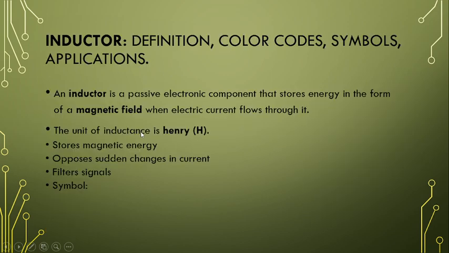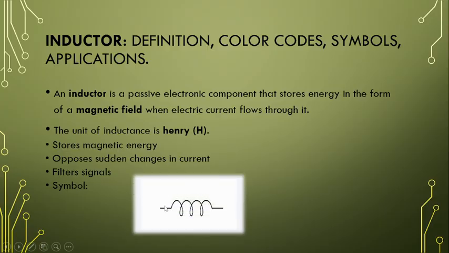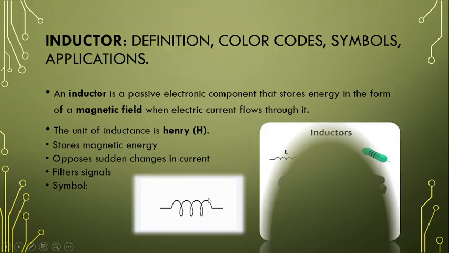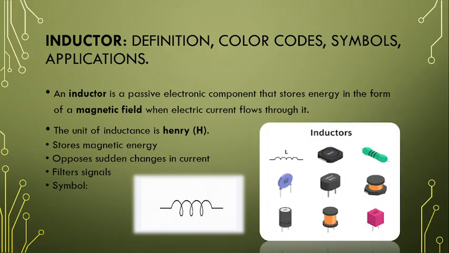Next one is the inductor. The inductor is again an electronic component that stores energy in the form of a magnetic field, while the capacitor stores energy in an electric field. So its unit is Henry. It stores the magnetic field, opposes sudden change in current, filters signals, etc. This is the symbol of an inductor, like a wound wire, and these are some types of inductor.